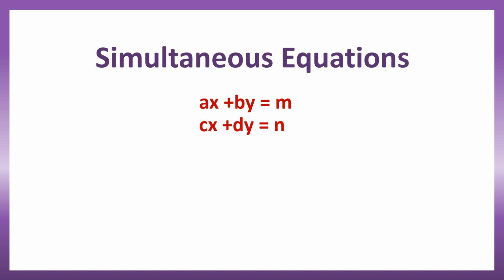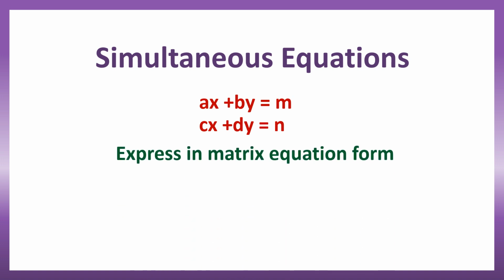For this purpose, we have to convert these equations into matrix equation form. And for making the matrix equation form, we have to create matrices out of these equations. For creating matrices, we have to consider the coefficients of these variables. Now, the coefficient of x here is a and of y is b. Then in the second row, that will be c and d.